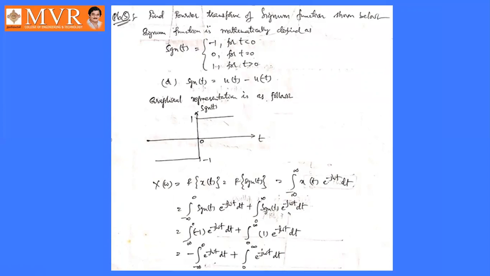Okay, so it is defined like this. Signum of t equals minus 1 for t less than 0, it is 0 for t equal to 0, and it is 1 for t greater than 0. Or in another way, it can be defined as signum of t equal to u of t minus u of minus t, right?